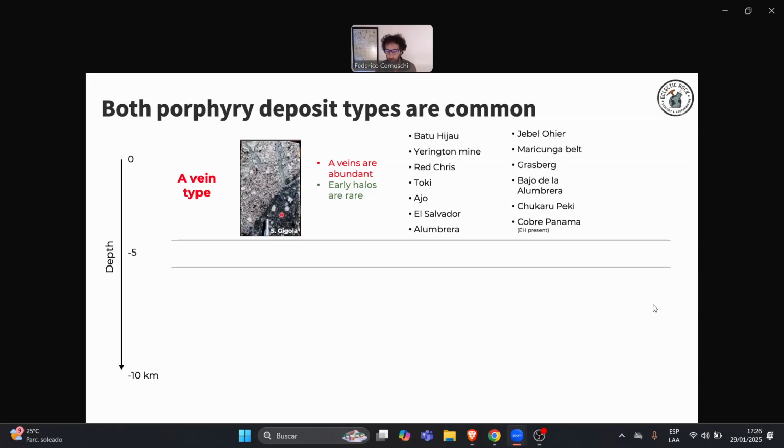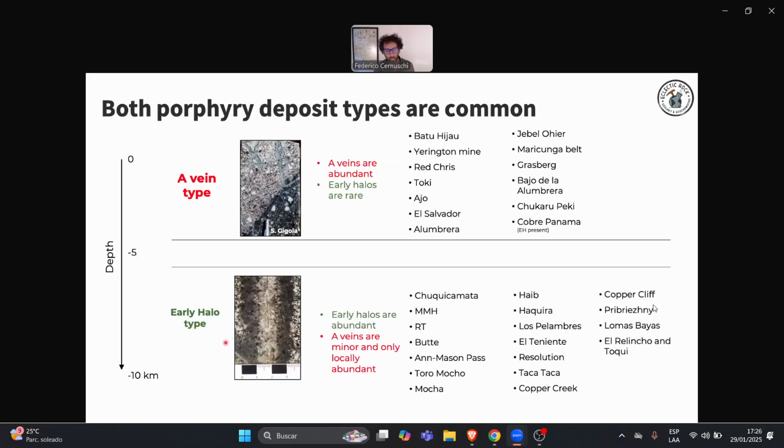And we mentioned Batu Hijau, Yerington, but also El Salvador, Chucarupeki in Serbia, or even Jebelo here, which is a pretty old deposit in Sudan. And we think all these deposits form at some depth that is shallower than 5 kilometers.